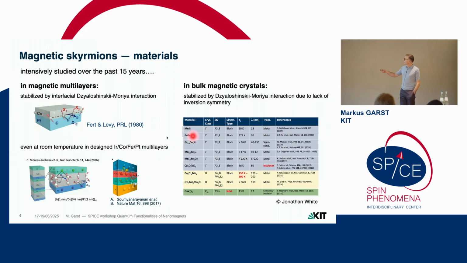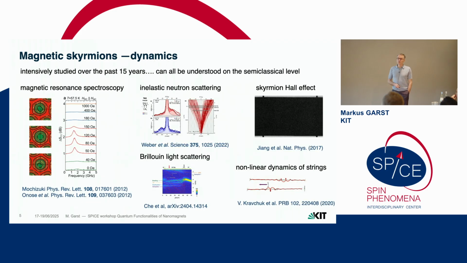Manganese silicon is a metal, but there are also other examples. Iron germanium is very similar. It's also metallic, but there's also in particular an insulator which has essentially the same crystal symmetry class and also is magnetic and shows skyrmions. On the classical level, there is a lot of information available, and also about the properties of skyrmions, for example, about the dynamics.